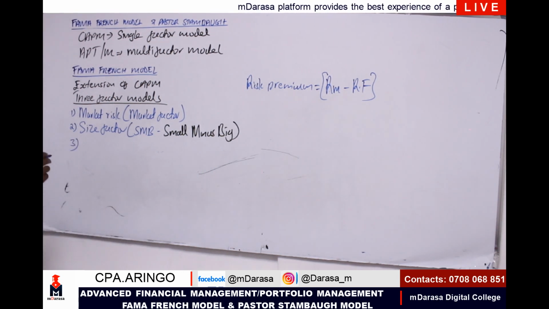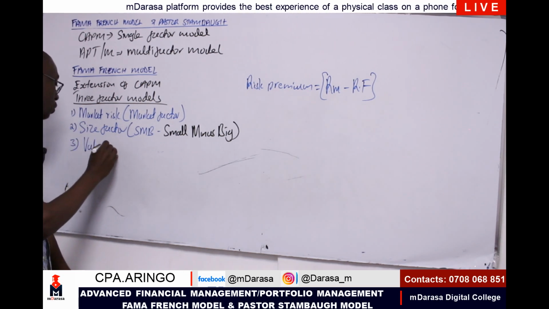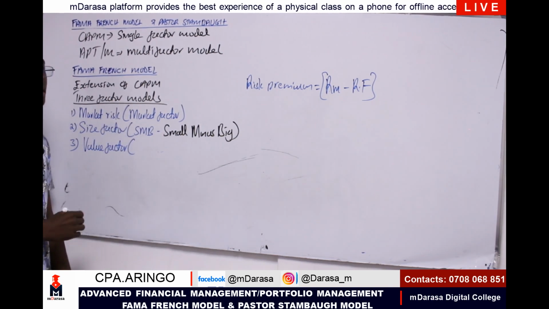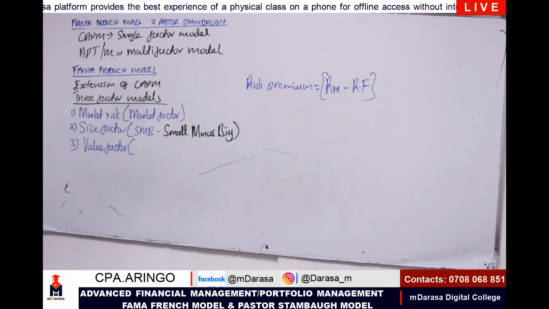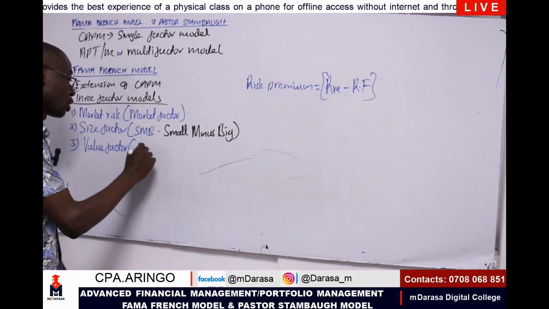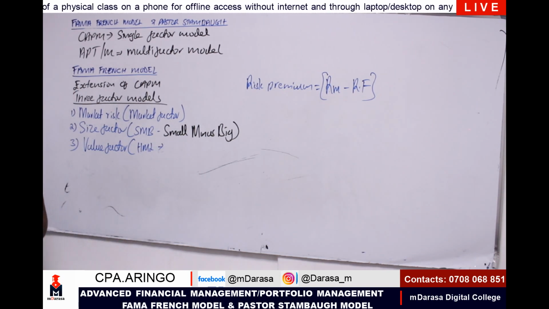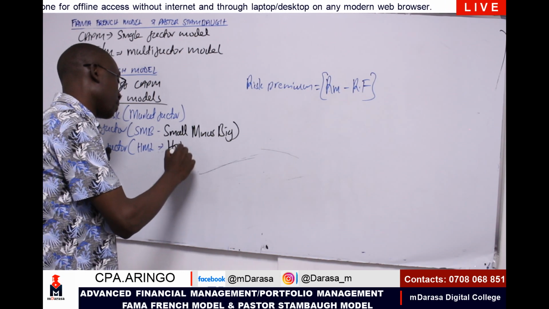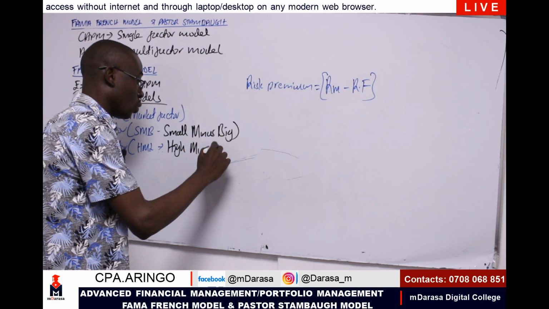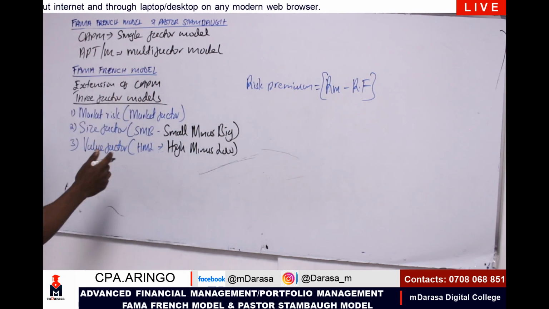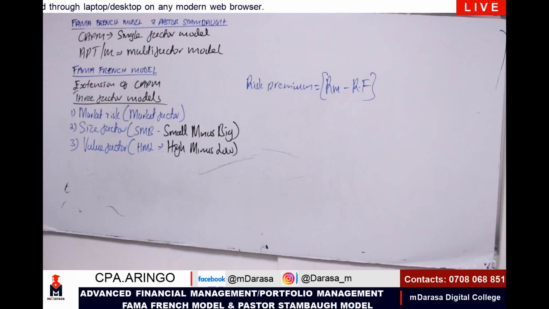The third factor, we normally refer to as the value factor. At times, you'll also find that some books refer to it as HML. And what does this stand for? This stands for high minus low. That's why you're referring to it as HML. So you'll find that, under this factor, my good students, it considers the historical outperformance of value stocks compared to growth stocks.